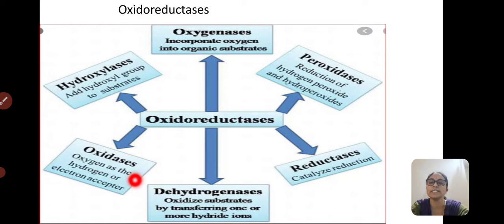Dehydrogenases, oxidize substrates by transferring one or more hydride ions. And oxidases, oxygen as the hydrogen or electron acceptor. In these oxidases, oxygen is going to act as the H plus or electron acceptor. And then hydroxylases. Hydroxylases add hydroxyl group to the substrates. So either in oxidation or reduction of a particular substrate, different types of oxidoreductases can be seen.